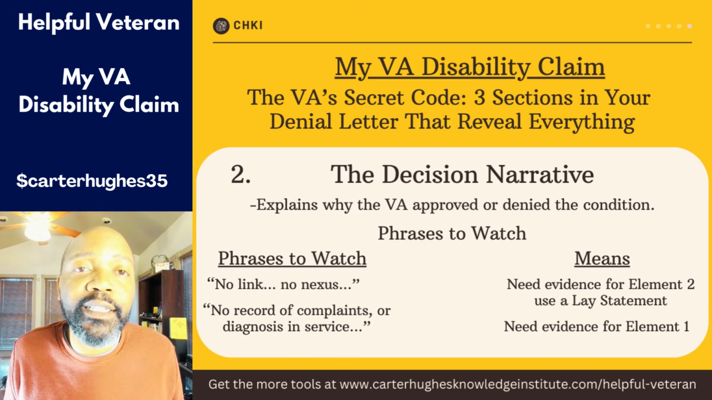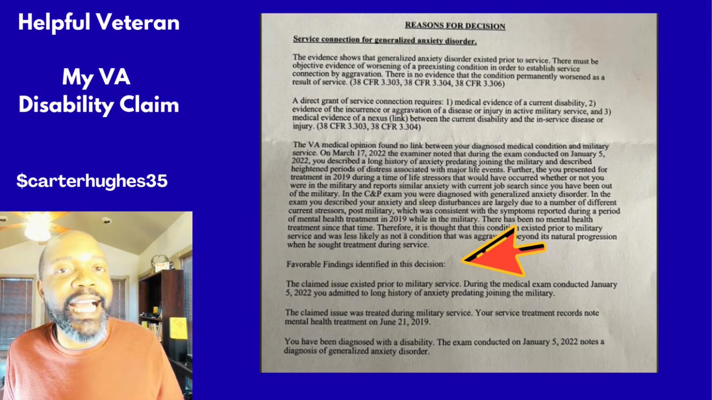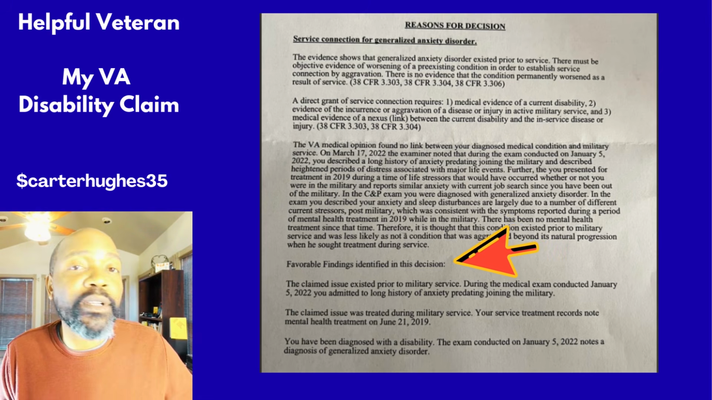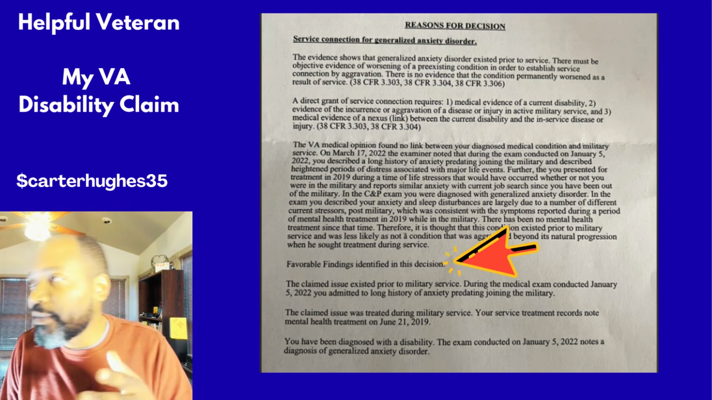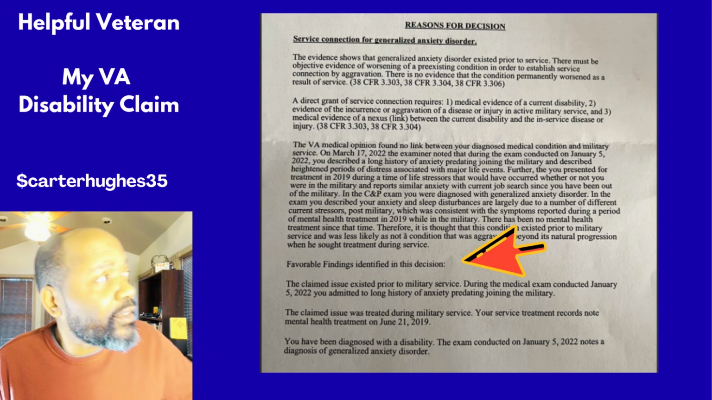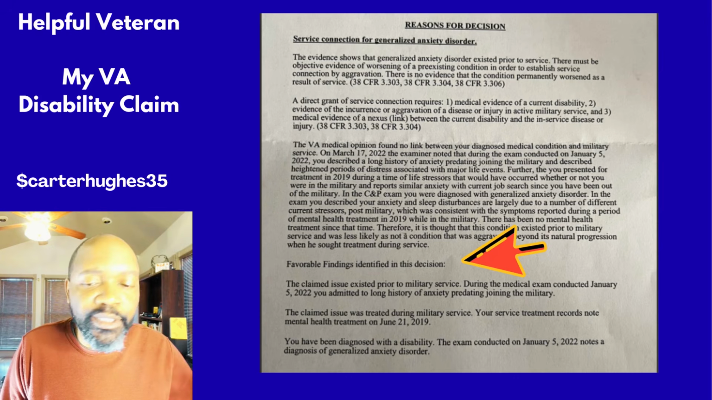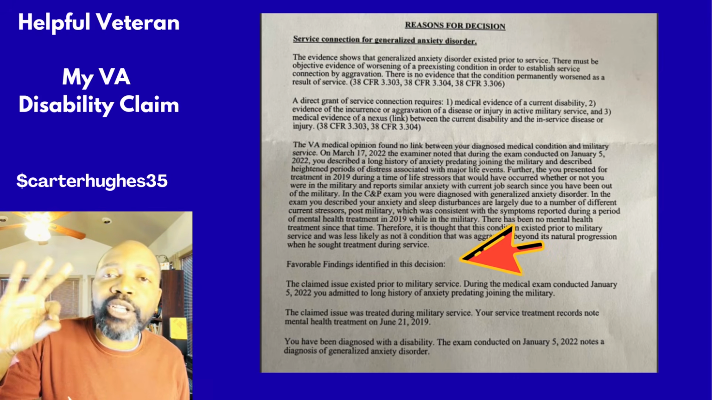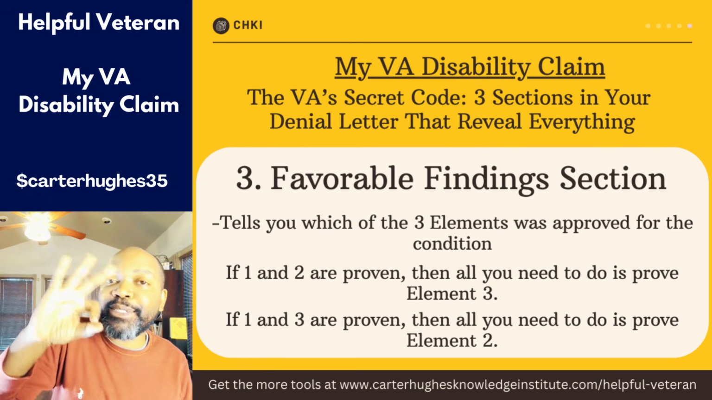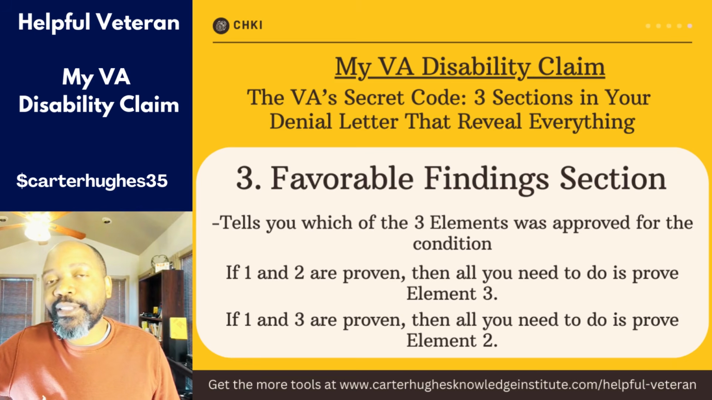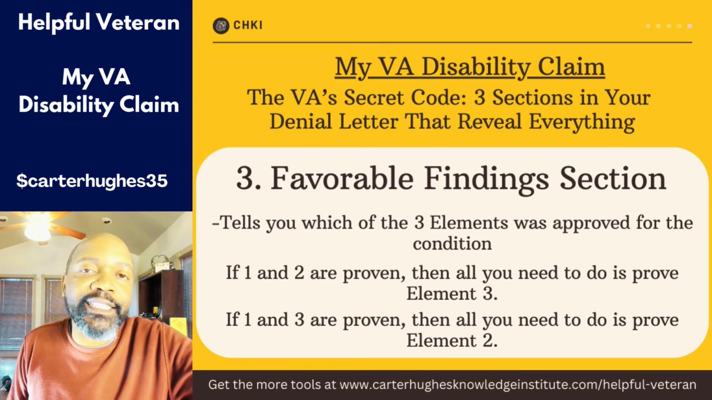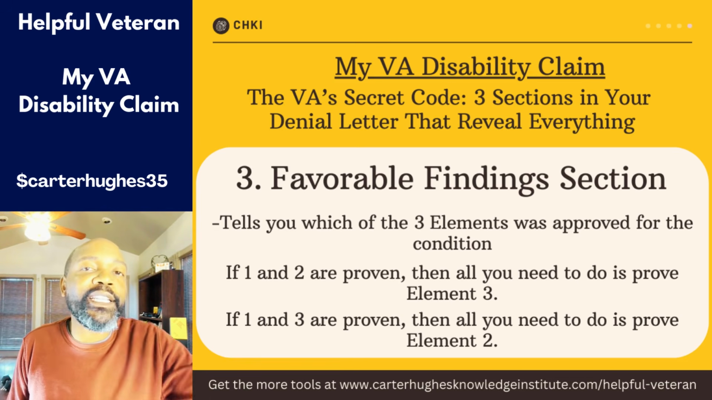Last but not least, favorable findings. As you can see right here, it's not highlighted, huh? We highlight it on the channel. They'll never highlight it on the letter. It's too important. When you highlight things, people naturally pay attention to it. If you don't highlight it, people overlook it. We understand that. Favorable findings tell you which of the elements was approved. If all three elements are approved, the claim is approved. If they're not, the claim is denied. And in the favorable findings section, it tells you these are the elements that we did approve.